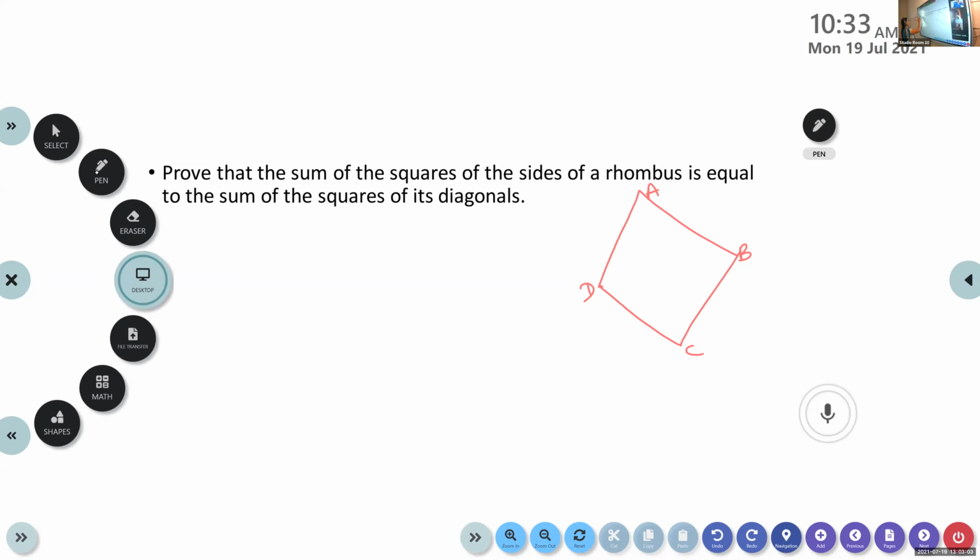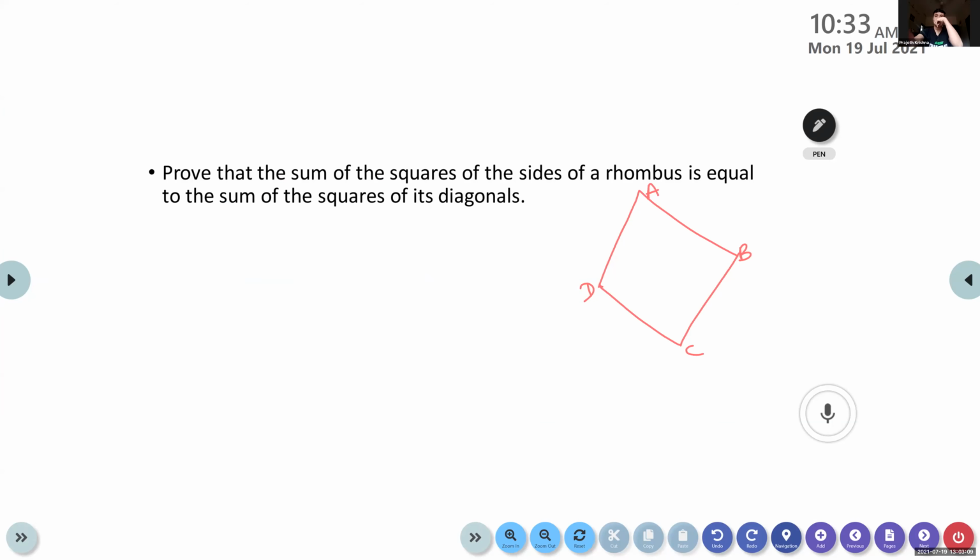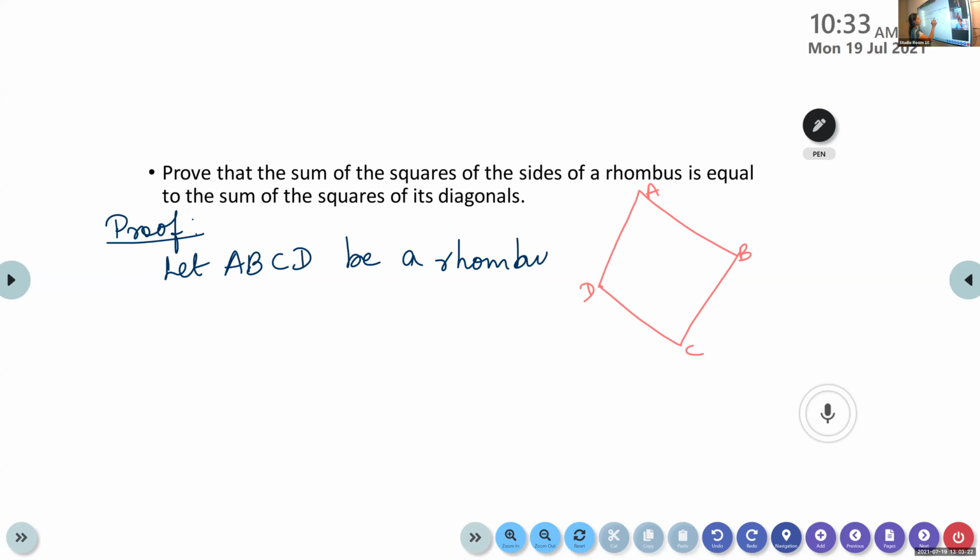So which is the diagonal? You join the opposite vertices. AC and BD. Listen, children. So we take a rhombus. Let ABCD be a rhombus. What do we know about a rhombus? All the 4 sides are equal. AB is equal to BC is equal to CD is equal to AD.